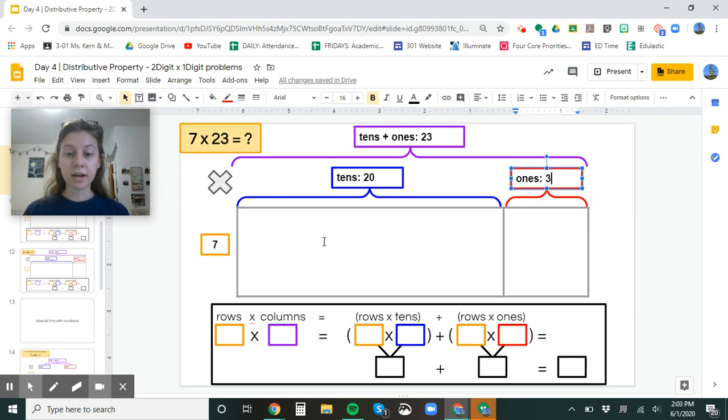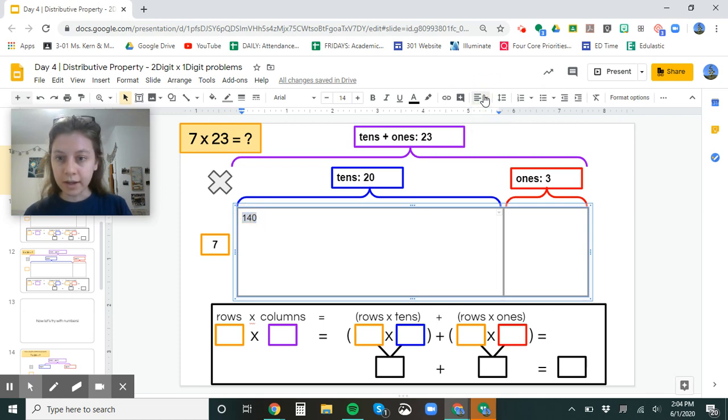Now I'm going to find the area of both of these area models. So I have 7 times 20, and I'm going to think of that as related to 7 times 2. So 7 times 2 equals 14. So 7 times 20 equals 140. So that's the area of this area model. And I'm going to put that in the center real quick.